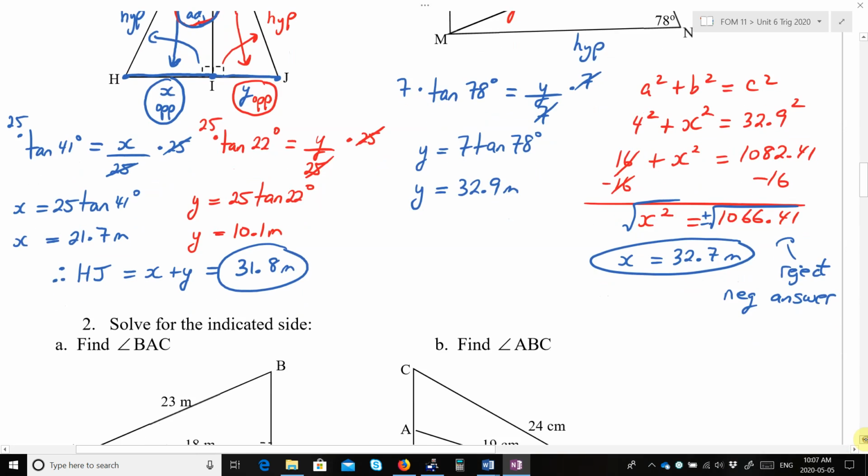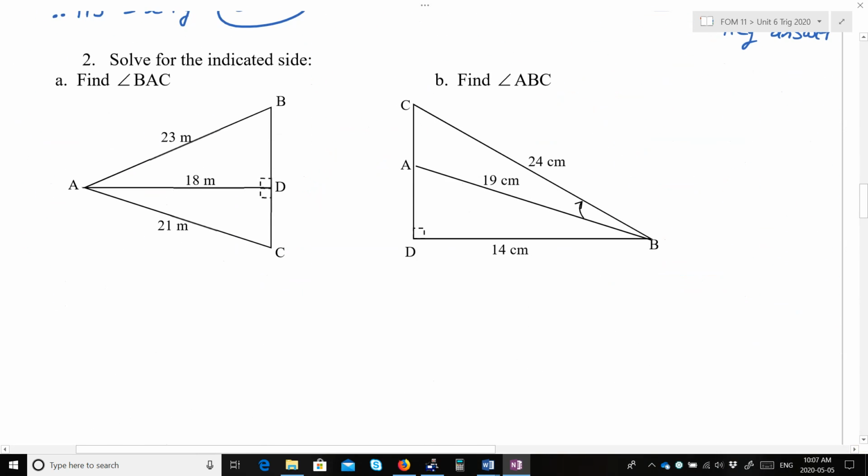Okay, number 2, solve for the indicated side. But then it's asking us to find angles. So that really should say solve for the indicated angle. Well, there's one question that wants you to find a side, and that is letter C. So we'll say solve for the indicated side or angle.